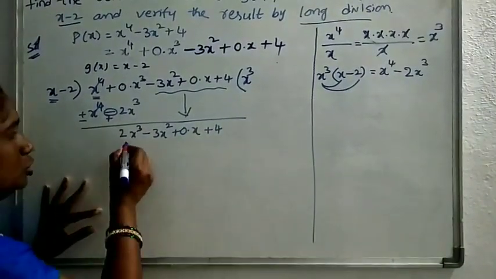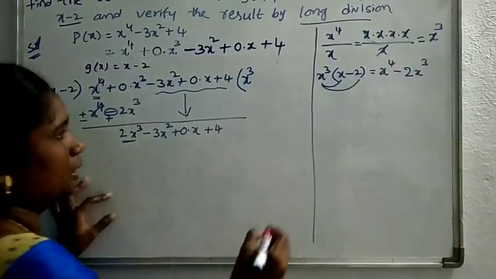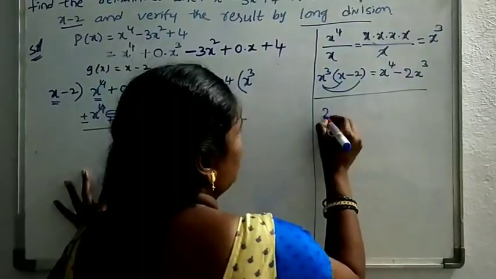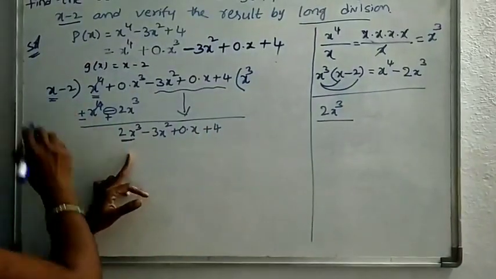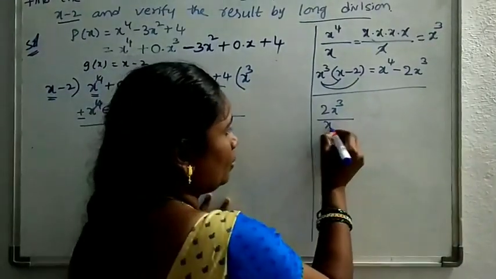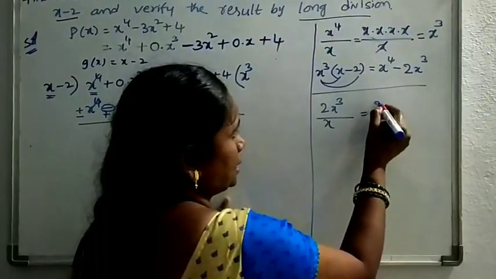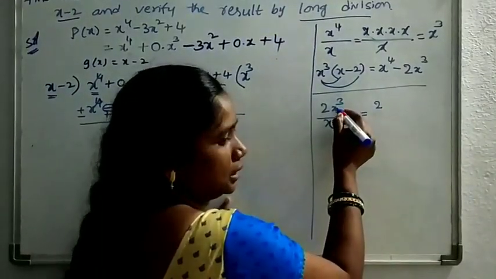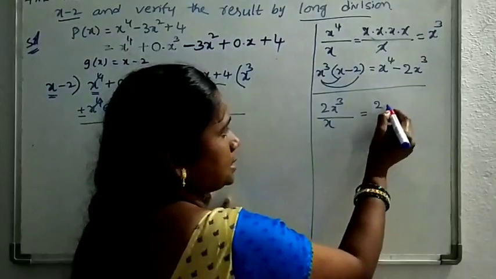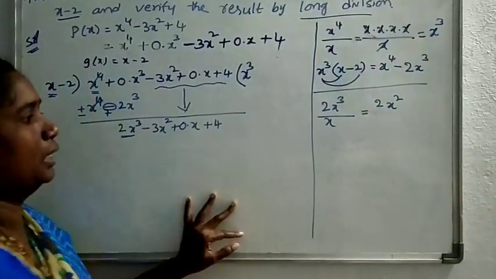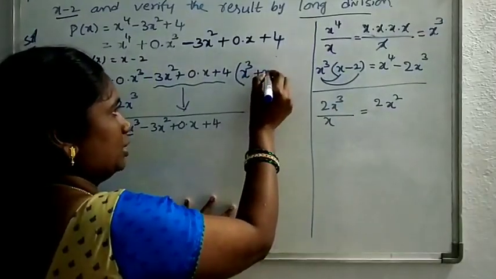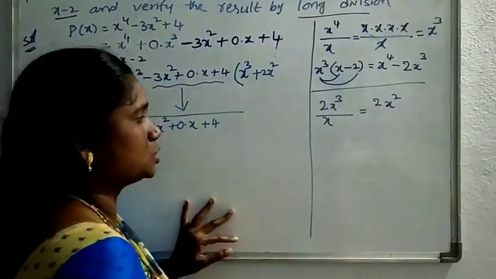Again what we have to do? The first term here. What is the first term here? 2x cube by, what is the first term here? X. 2x cube by x means here how many x's? 3 x's are there. 1 x is getting cancelled. So the remaining term is 2x square. So this is the second term of our quotient, 2x square.